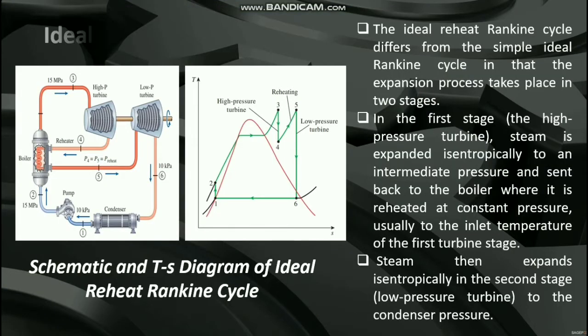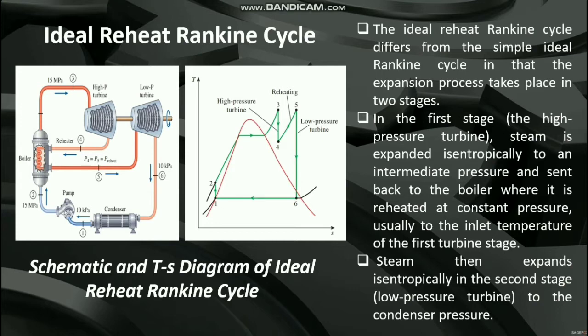This is the schematic and TS diagram of the ideal reheat Rankine cycle. The ideal reheat Rankine cycle differs from the simple ideal Rankine cycle in that the expansion process takes place in two stages. As we can see, there are two turbines. In the first stage, the high pressure turbine, steam is expanded isentropically to an intermediate pressure and sent back to the boiler, where it is reheated at constant pressure, usually to the inlet temperature of the first turbine stage. Steam then expands isentropically in the second stage, or the low pressure turbine, to the condenser pressure.